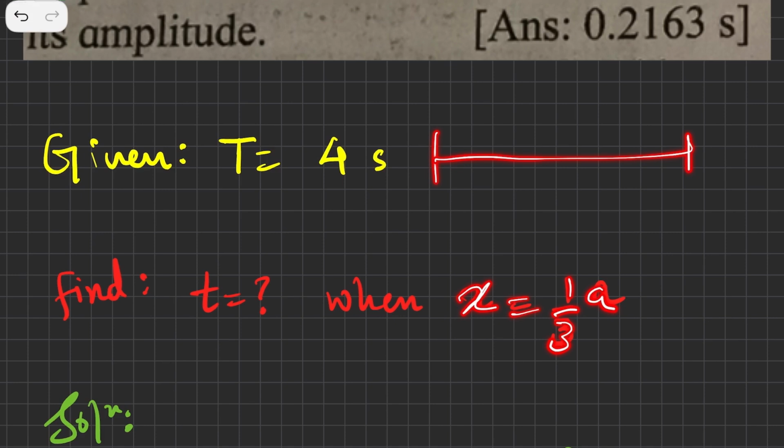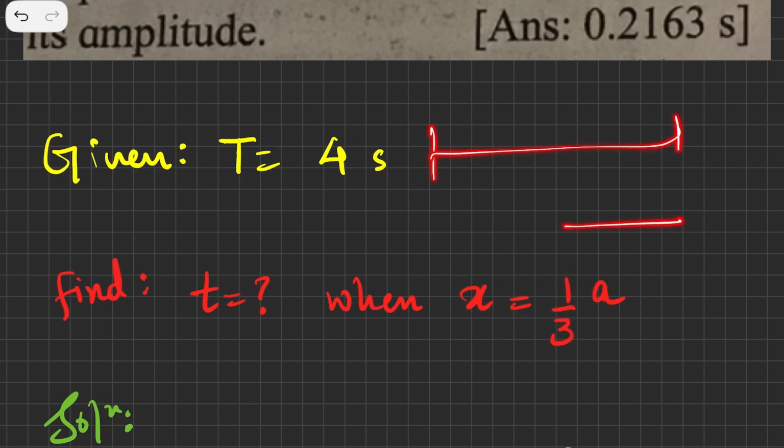Let's say this is the particle which is oscillating from its extreme to extreme position, going back and forth. This is the mean position, this is the amplitude, this is the negative amplitude, and they are asking what is the time when it goes from its mean position to 1/3 of its amplitude. This is the first 1/3, this is the second 1/3, and this is the third 1/3. When the particle reaches this point, how much time is required to go till this point?